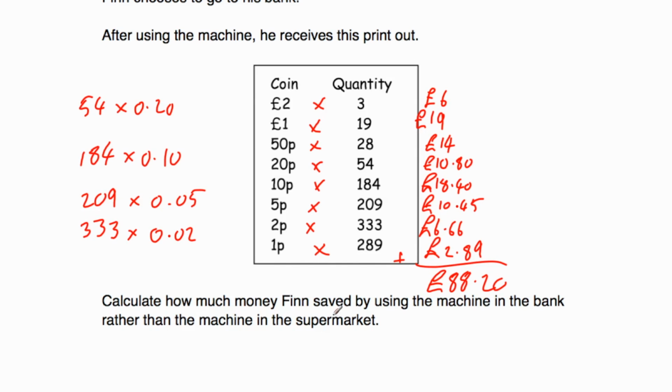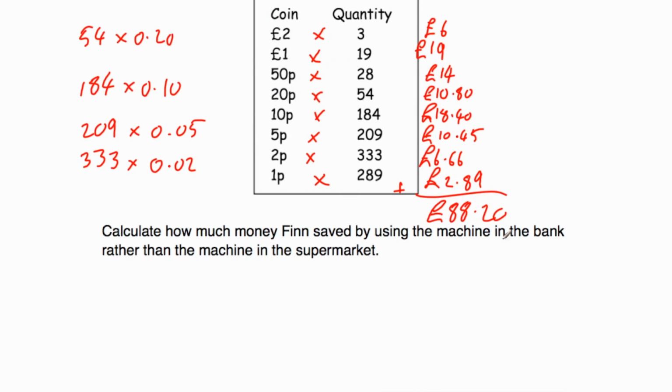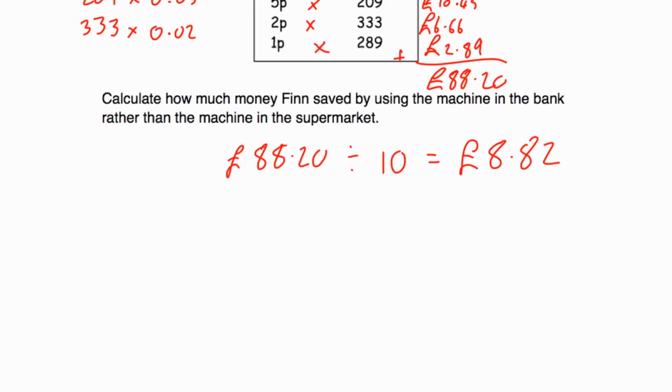Now the question says, how much money did Finn save by using the machine in the bank rather than the machine in the supermarket? So remember, the machine in the supermarket was going to charge him a 10% fee. So if we work out 10% of this amount of money, that's how much the machine in the supermarket would have taken off of him. To find 10% of a number, you divide by 10. So if we take our £88.20 and divide that by 10, that's equal to £8.82. So that means that he saved £8.82 by using the machine in the bank, because the machine in the supermarket would have taken that off of him. And that's it. So the answer is £8.82.